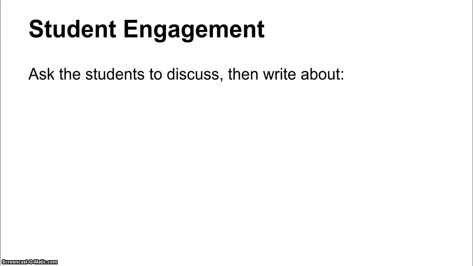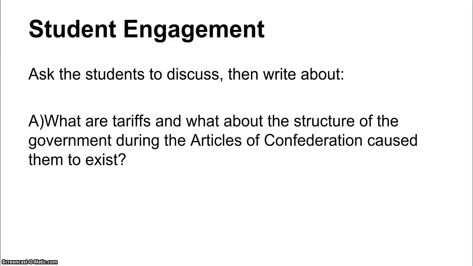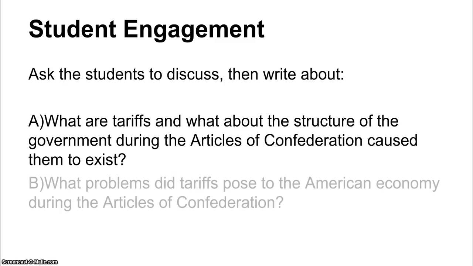So that's basically how to do it, and here are your student engagement questions. Ask the students to discuss, then again, I always have them write about these questions formally. So A is, what are tariffs, and what about the structure of the government during the Articles of Confederation caused them to exist? The answer we're looking for there is that under the Articles of Confederation the states were essentially separate countries. They're all looking out for their own interests. They don't care about the interests of anything else. That's something you're looking for in the students' answers.